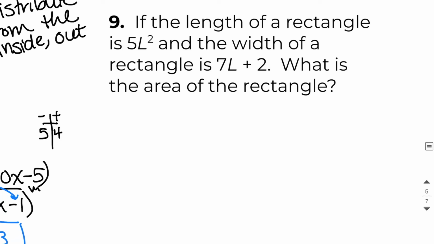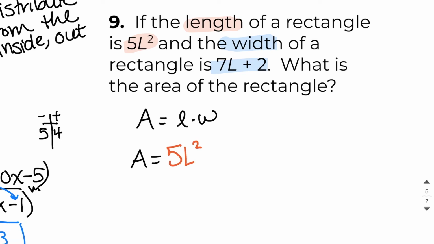And the last question that I'd like to talk to you about in this video for right now is number 9. So it says if the length of a rectangle is 5L squared, so I'm going to highlight that because that's really important information, okay? And the width of a rectangle is 7L plus 2, what is the area of the rectangle? So just a reminder, area is equal to length times width. And here we know our length is 5L squared, and we know our width is 7L plus 2.